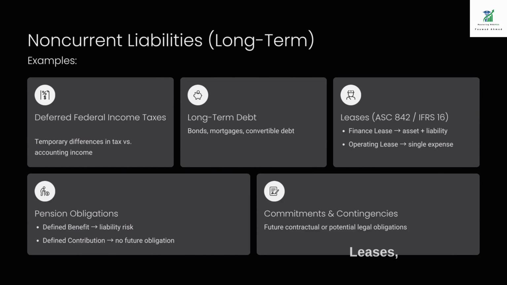Long-term debt: bonds, mortgages, debentures, and notes. Leases, ASC 842 and IFRS 16. Finance leases are in-substance purchases, so record an asset and a liability. Operating leases receive similar treatment, but with a single lease expense.